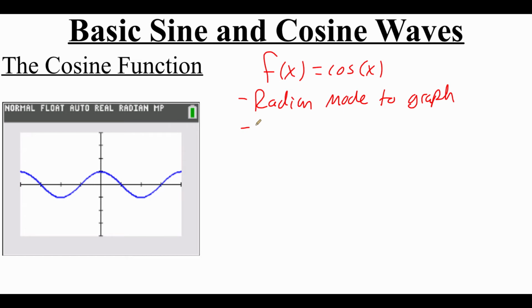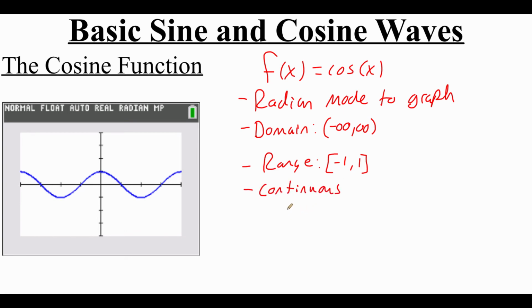As far as the domain goes, our graph would continue left and it would continue right. So we would say the domain runs from negative infinity up to positive infinity. And for the range, if we look at the highest point on our graph, our highest point is at +1 and our lowest point is down at -1. So the range runs from -1 up to +1. This graph is also continuous.